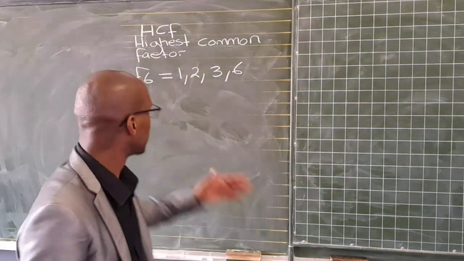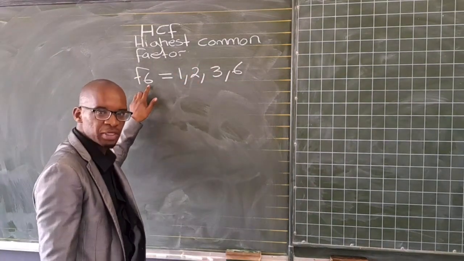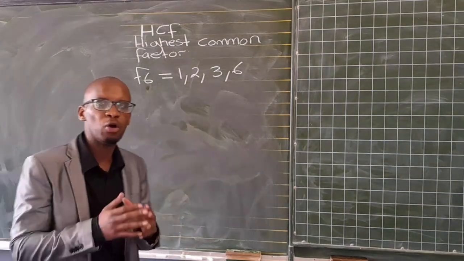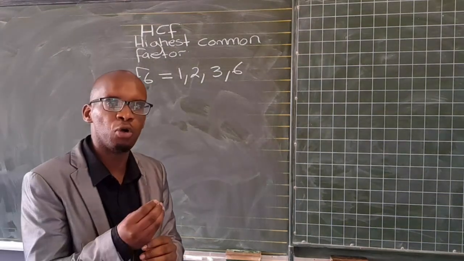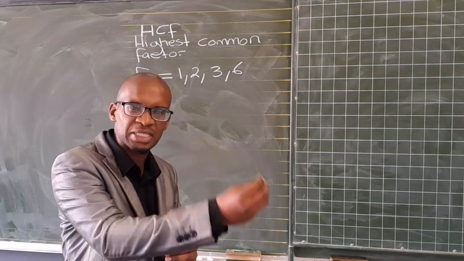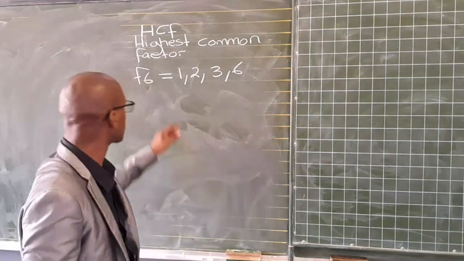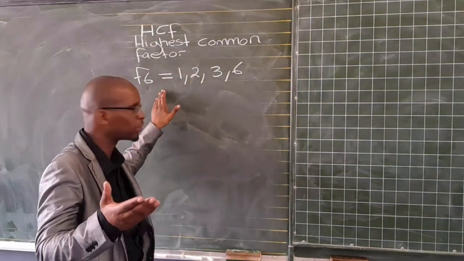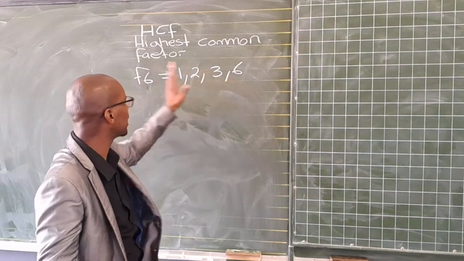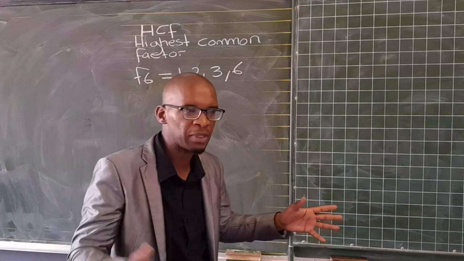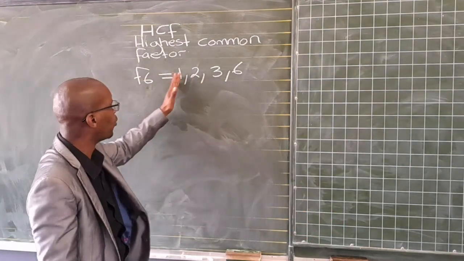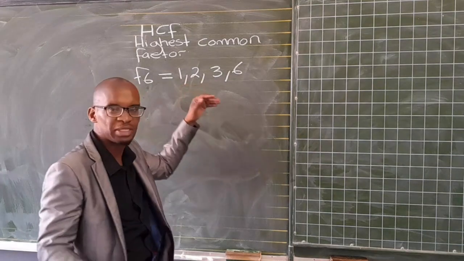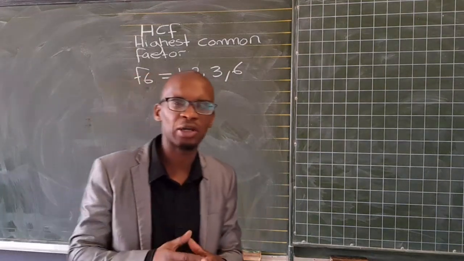For example, here the given number is 6. So if I were to write the factors of 6, the factors of 6 would be all the numbers that can divide the number 6 without leaving a remainder. So 1 can go into 6 without leaving a remainder. 2 can go into 6 without leaving a remainder. 3 and 6 can go into 6 without leaving a remainder. So as you can see, 6 has 1, 2, 3, 6, 4 factors because all these numbers can divide 6 without leaving a remainder.